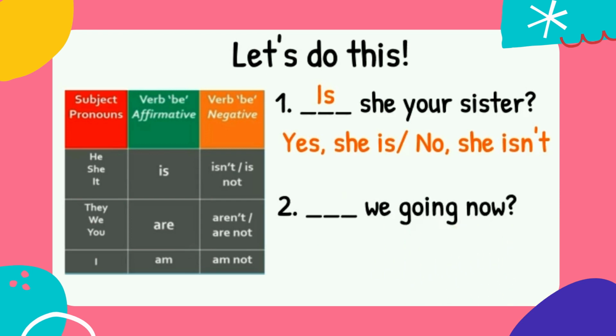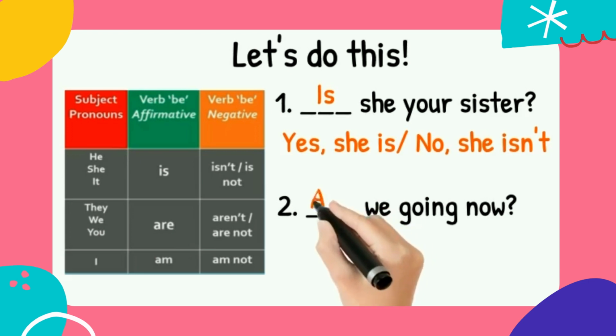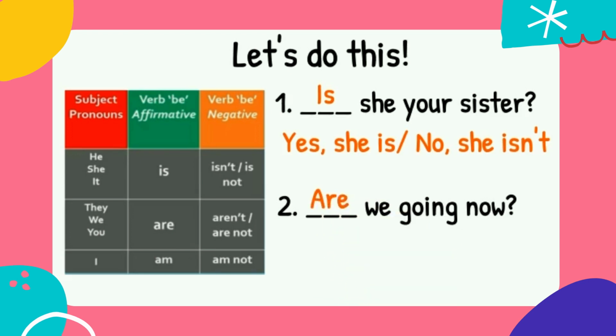Number 2, we going now. So what is the subject pronoun for this question? Yes, we. So what is the verb affirmative for we? Are. Very good. So the question will be, are we going now? So your answer should be, yes, we are, or no, we aren't.